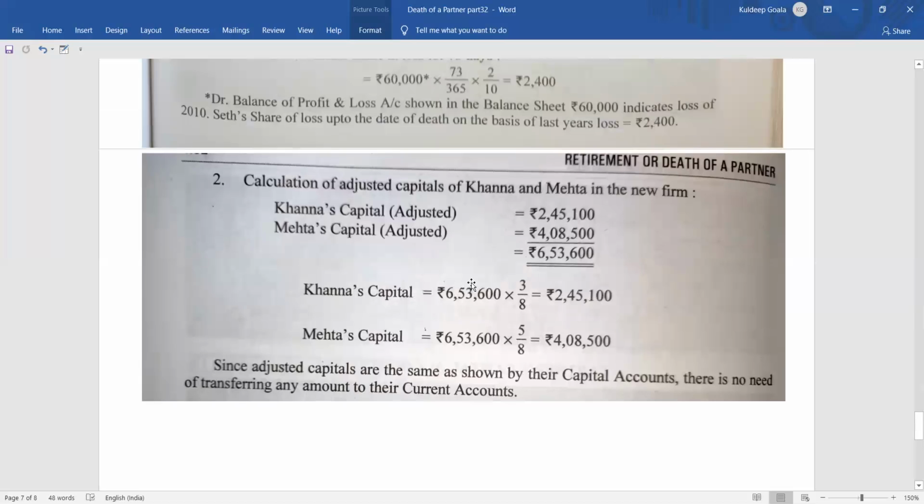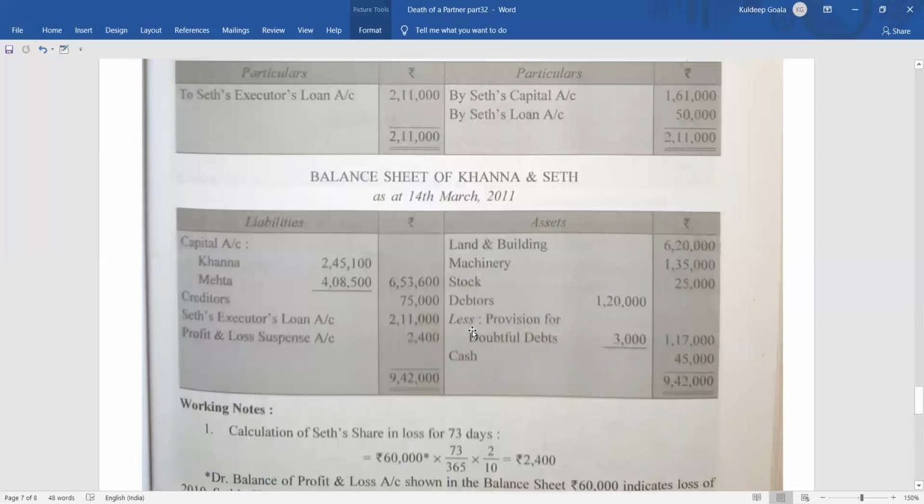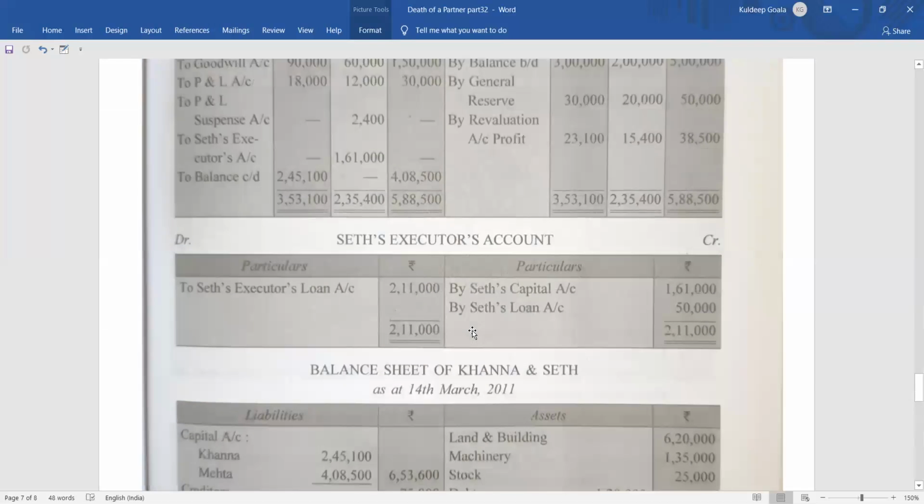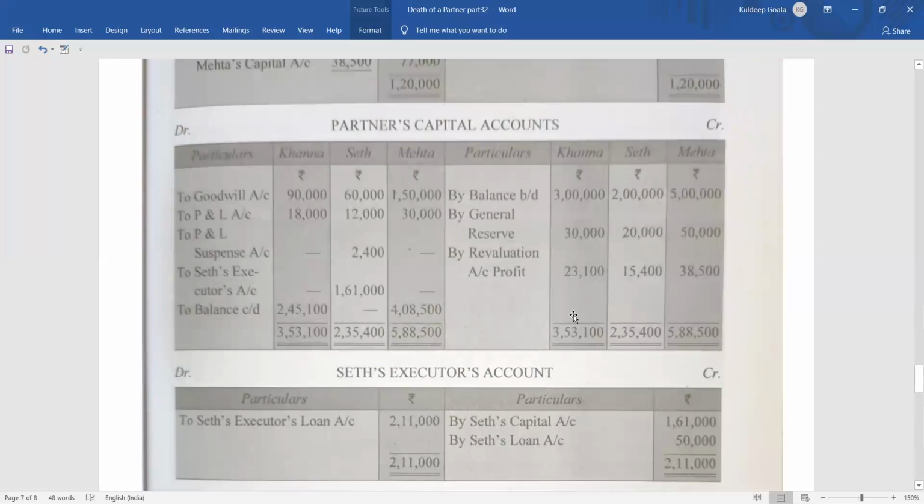Had there been less or more amount, you would have to write the difference in the current account, either to the current account or by the current account of the partner, right? So here it is the same thing. So we'll just do the balancing and keep the balance credit as 2,45,100 and 4,08,500. Clear? And now we'll take this balance to the executor account.